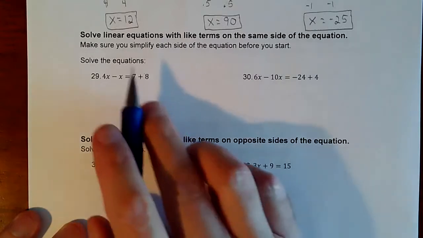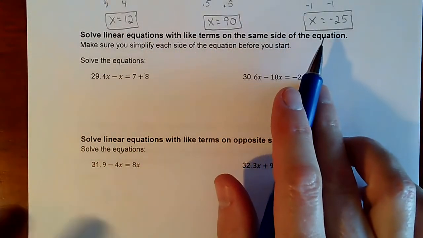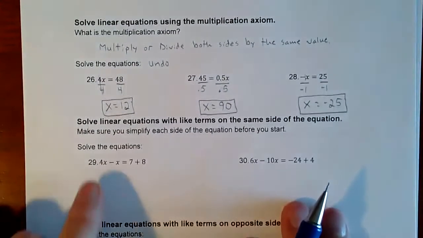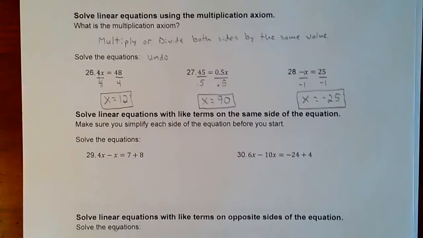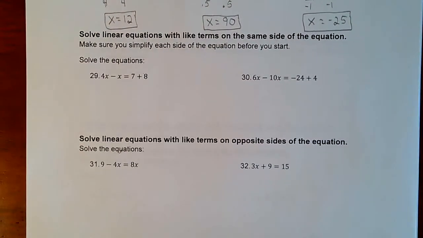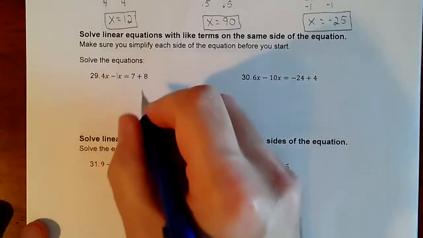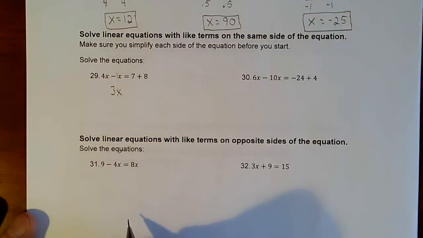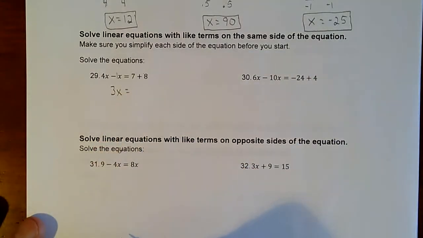All right, so you are solving equations with like terms on the same side of the equation. I kind of describe this as we need to clean up some stuff. We can make these look like these. So we're going to combine some like terms and then see where we got to go from there. So right now we have a 4x minus a 1x, which is 3x. Right, 4 minus 1 is 3. The x doesn't change. The x is what allows you to put the other numbers together.